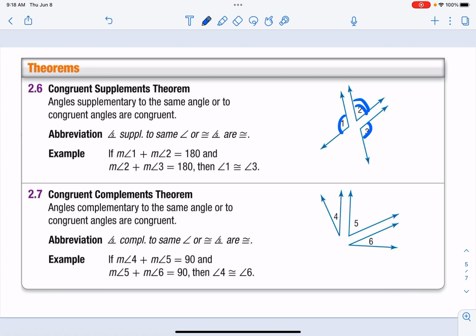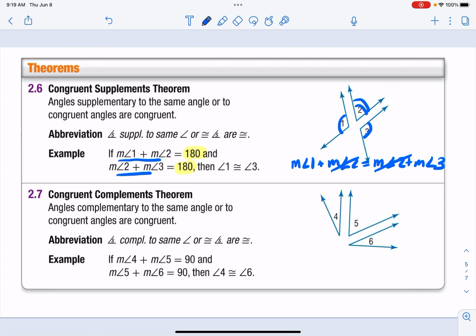Kind of a short algebraic proof of this: notice how they both equal 180. So I'm going to set the left sides equal. So the measure of angle 1 plus the measure of angle 2 is equal to the measure of angle 2 plus the measure of angle 3. If I subtract angle 2 from both sides, you get 1 equals 3.